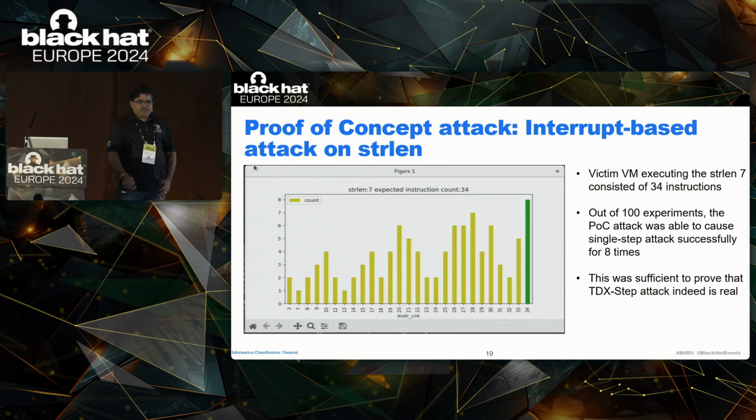From a result perspective, as you see, for the interrupt-based attack on string length, the victim VM was running the string length application, which has 34 instructions. We ran the experiment around 100 times, and as you see in the graph, we managed to hit a success rate of around 8, which means that around 8 times we were able to get all 34 instructions in the correct order. That demonstrated that indeed this step attack on the TDX architecture is real.